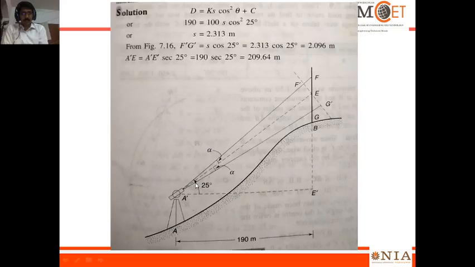Cos 25 is equal to adjacent by hypotenuse. Adjacent is 190 and hypotenuse, and this reading here also gets transferred, right? So F dash G dash can be obtained, here the theta will be, from that you can get the value S cos 25. What is S? This is fully S, right? So from that you can get S cos 25 is equal to 2.313 cos 25, you will get the value 2.096.